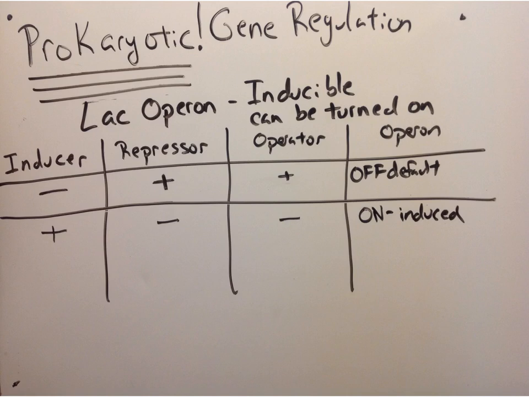If lactose is present, then the inducer is present. If the inducer is present, it inactivates the repressor. It stops the repressor from functioning. So in the presence of the inducer, the repressor does not bind to the operator. And without anything bound to the operator, the operon is on and the genes are expressed.